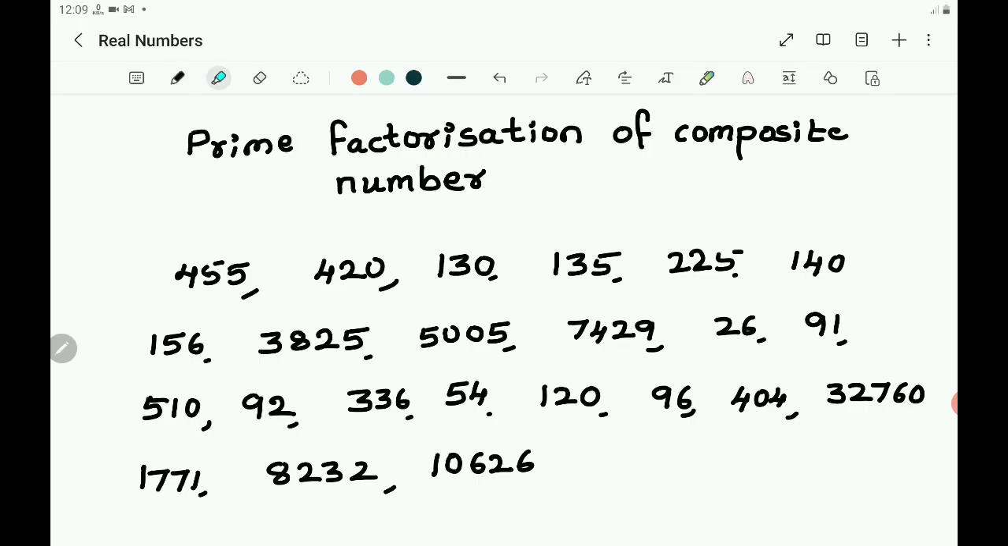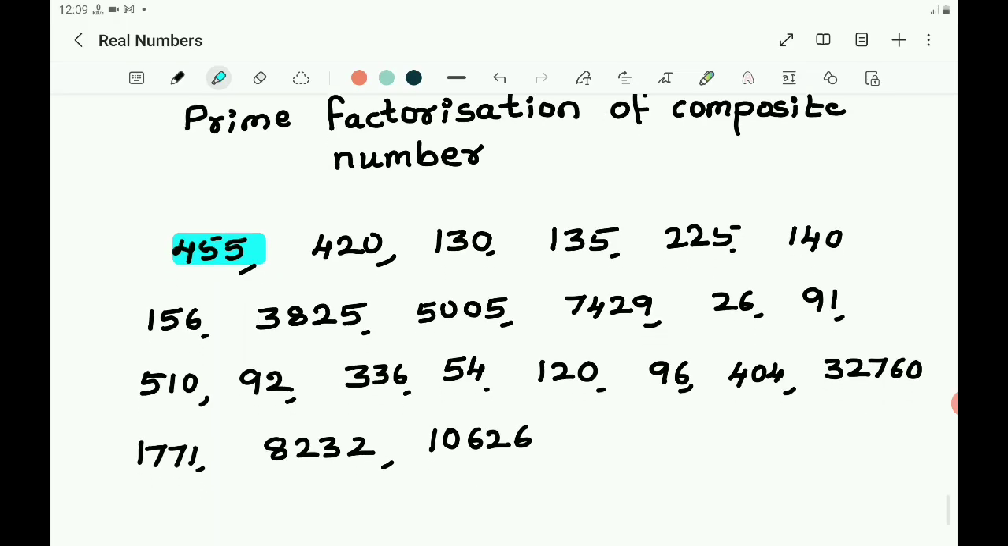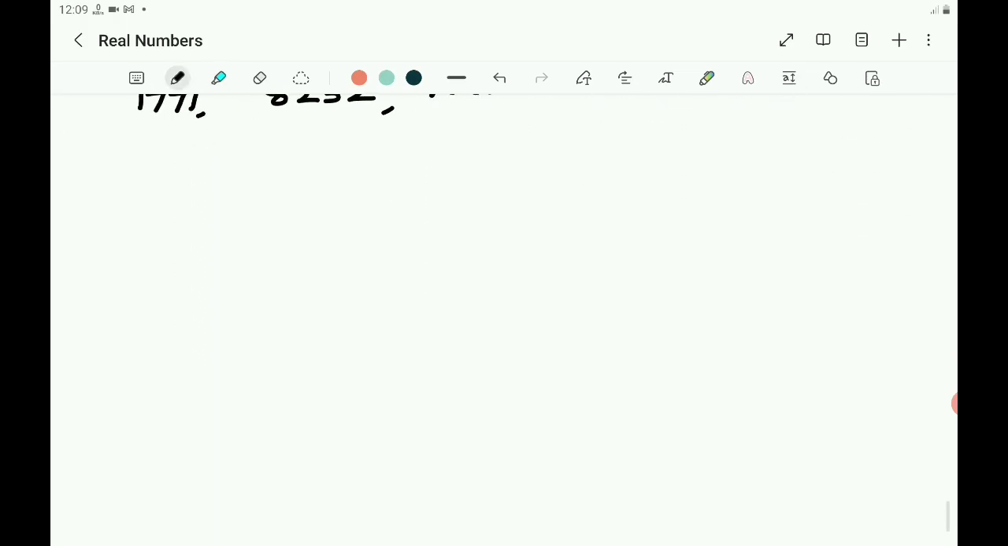What is the first number? 455. Let us take this number and express it as a product of prime factors. So you take 455. Here the given number is 455 and the first prime number is 2. Check whether it is divisible by 2 or not.